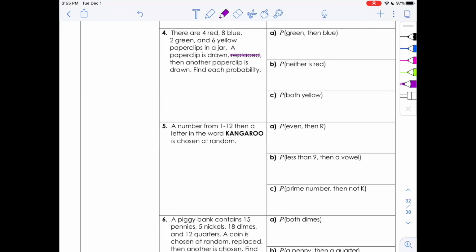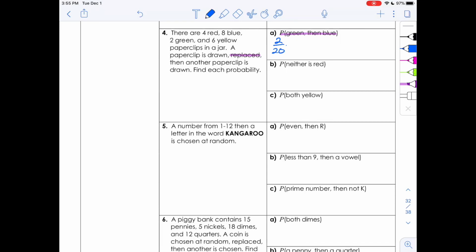So we want to first find the probability that you're going to pull out a green and then a blue. So the probability that you'll pull out a green is 2 out of 20 because there are 2 green paper clips out of a total of 20 paper clips. That can simplify to 1/10. To make it easier, let's keep it like that for now. We can simplify it at the end.